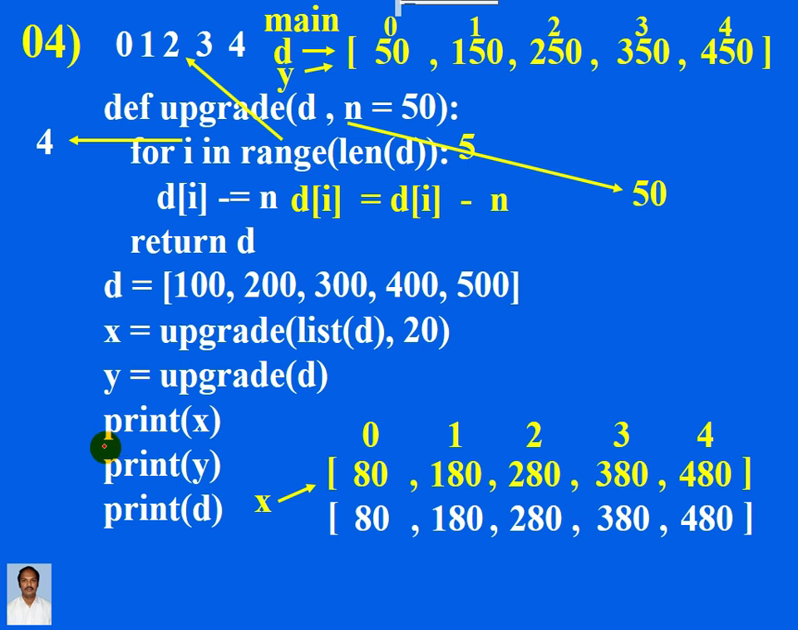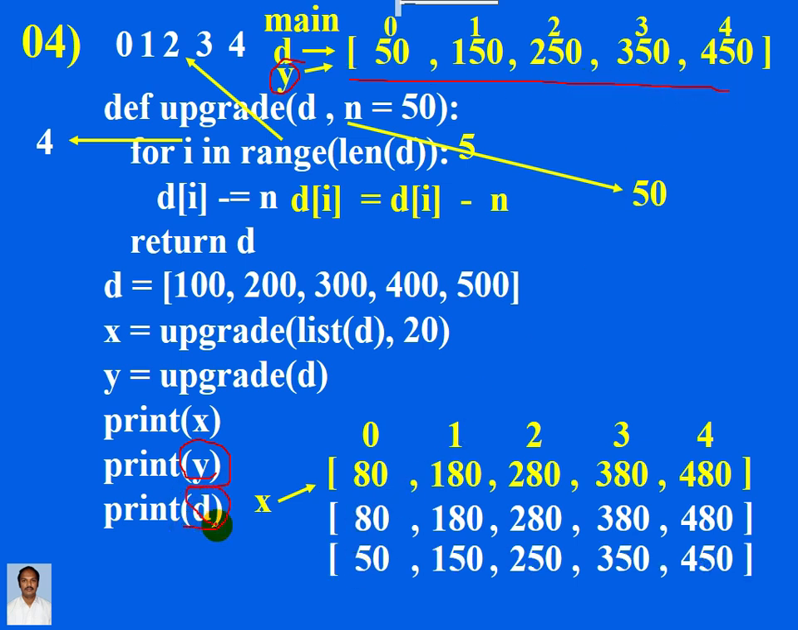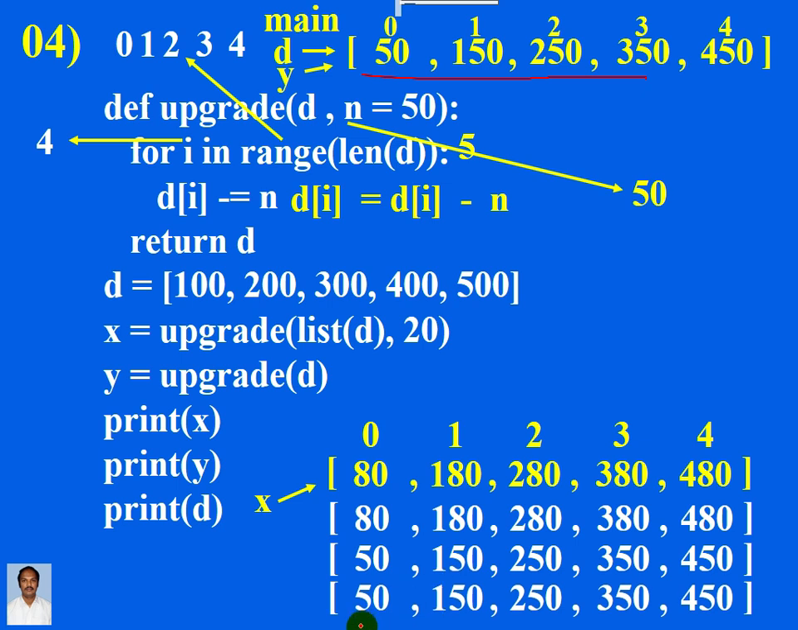Now, after that, you get the answer. Print x. So what does x contain? Your variable x contains this list. So that list will be printed on the computer's monitor. So this is the first line of output. Again, print y. What does y contain? This list. So this list is the second line of output. Again, print d. And this d means it is d of the main function. So this list is the third line of output. So when you run this program, these three lists will appear as the output.